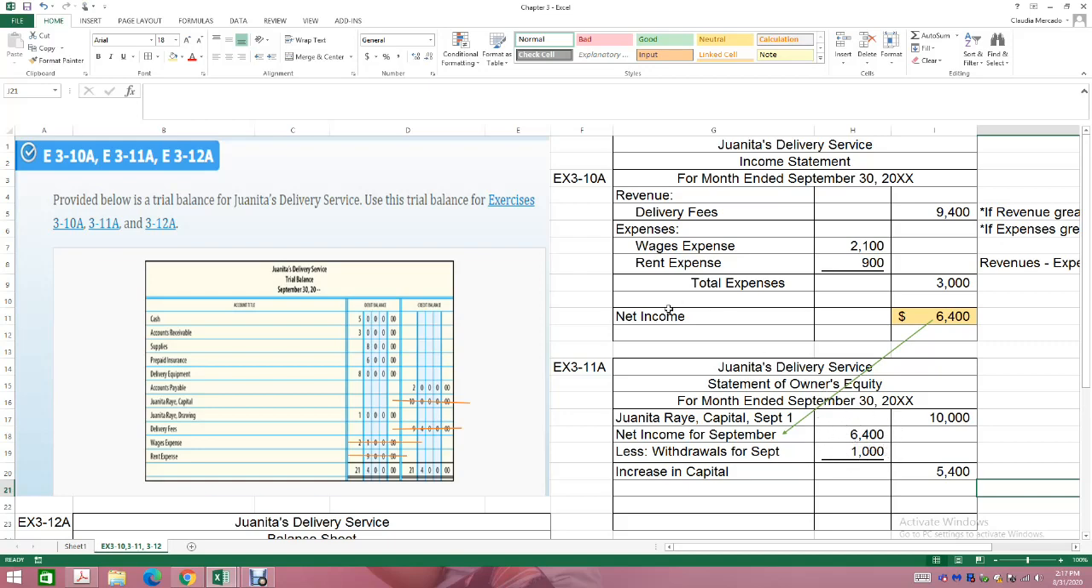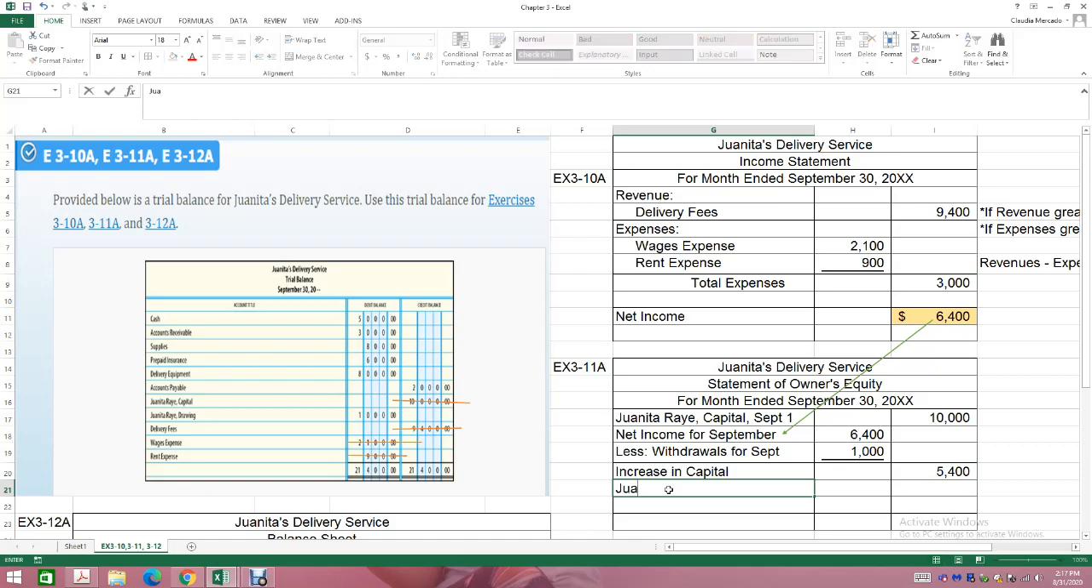Okay. In this case, we had net income. Net income is a positive number. Then I'm going to deduct less the withdrawals for September. So it will be this number, the $6,400 minus the $1,000. It's a positive number. So that's going to be an increase of $5,400. Okay. Make sure that when you're doing your calculations, you subtract. It's less the withdrawal. So it's $6,400 less the $1,000 gives you the $5,400. So we have an increase in capital of $5,400.